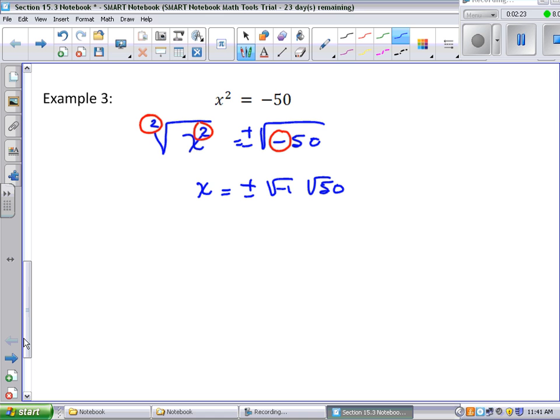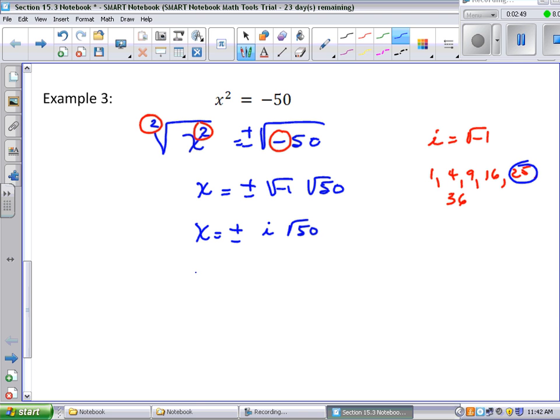So now I'll have x is equal to plus or minus the square root of negative 1, which is defined as i. So I'm going to change that to i square roots of 50. And then I'm going to think about my perfect squares. Let's see, 1 squared, 1, 4, 9, 16, 25, 36, and I believe 25 will work.